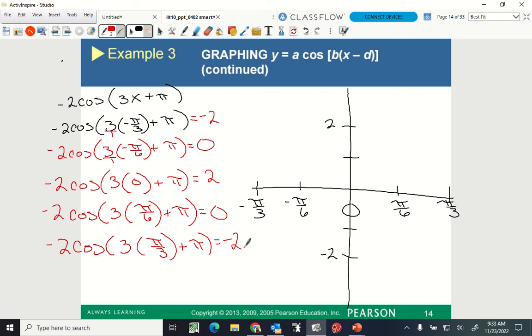There we go. So let's go ahead and put my points on my graph. My first one here is going to be at negative pi over 3, I got negative 2. At negative pi over 6, I got 0. And then at 0, I got 2. There we go, and there we go.